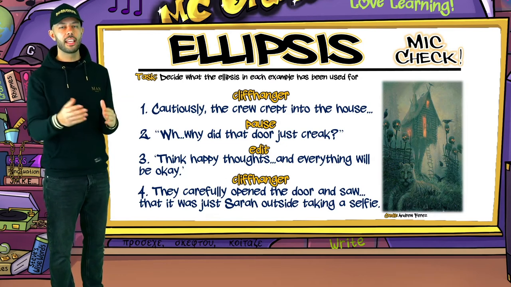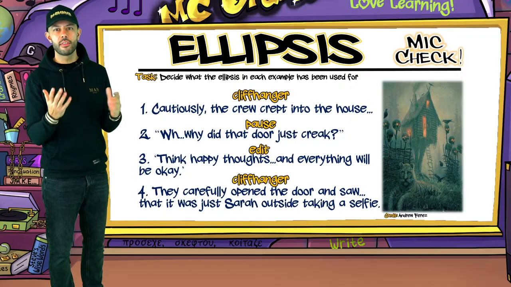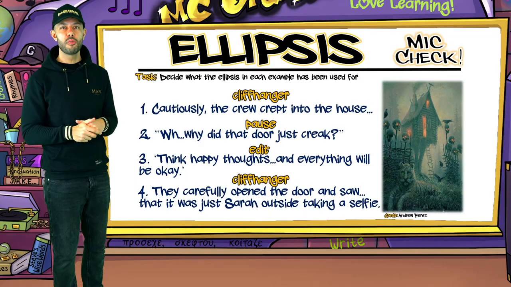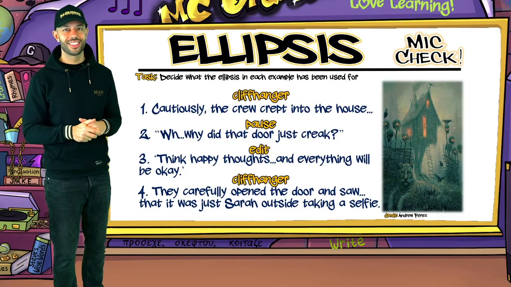Example number three, we've got edits. We're chopping out some information that's not relevant. And the last one is another cliffhanger. Cool, let's move on to the showtime task.